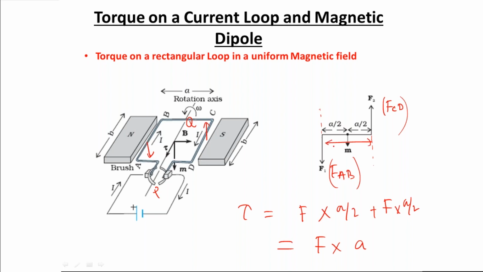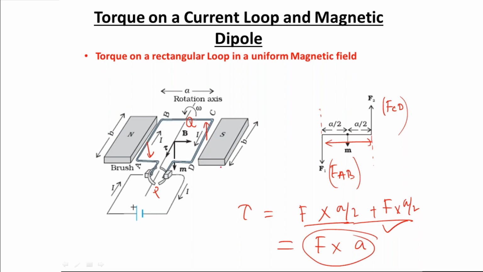A is the total length, okay? So it is one of the forces and the perpendicular distance between them. Or you can find the moment of the force about the rotation axis, which is exactly the middle, PQ, the middle of the breadth of the loop. This is how it is written in your book. Both are correct. So finally you will get this. This is the torque, and from here you cannot understand because the loop and the magnetic field are in the same plane.